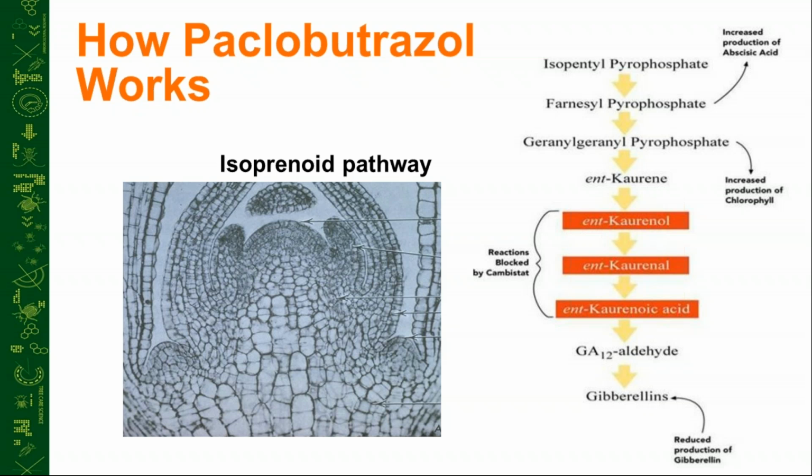acid being produced in the plant, which is going to slow the cell elongation. But that also gives you an increase in the production of chlorophyll and an increase in the production of abscisic acid. So it's twofold, and a really nice material for giving you improved plant health as well. So you get a 2-for-1 with one application of Cambistat. And we'll go into how each of those works and what they really do.